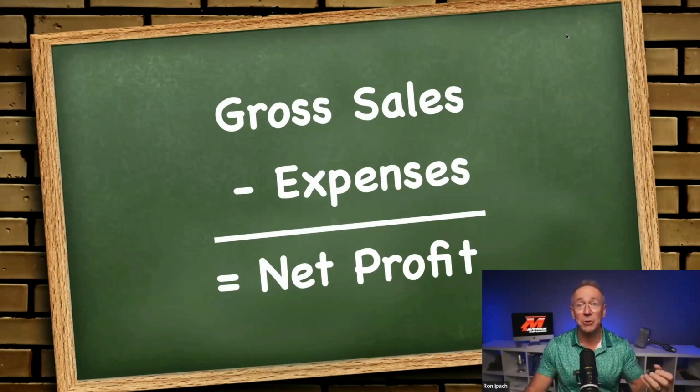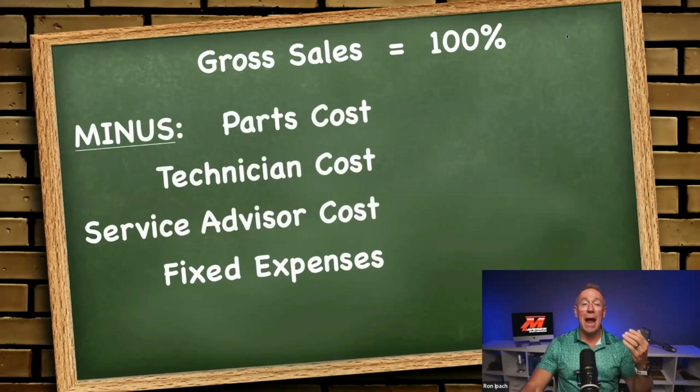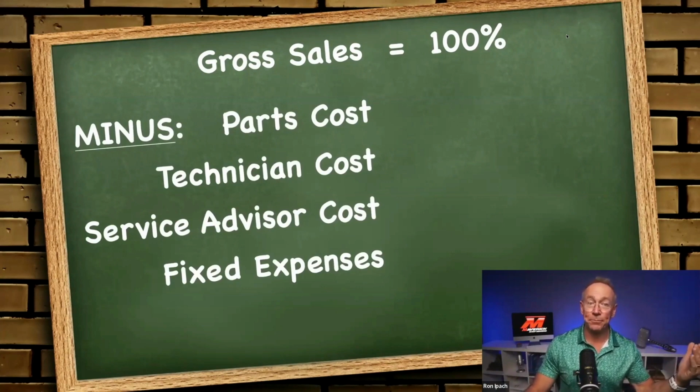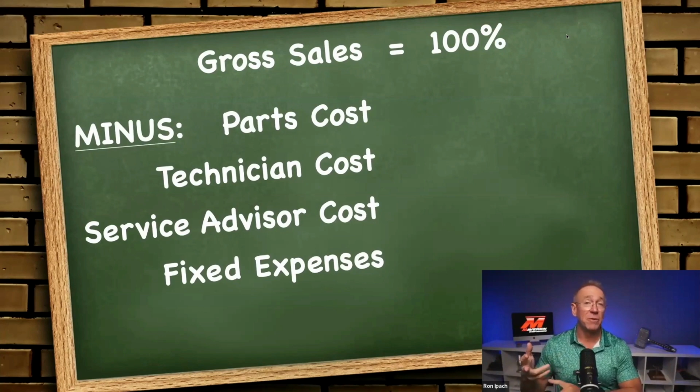So let me go through a little bit of an exercise so you understand more clearly, and we're going to narrow down what these expenses are and what allocations should be going to each of them, because as we go through this, you'll find that this is where a lot of holes in a lot of people's businesses are. Okay, so gross sales equals 100%. Out of that, you've got your expenses. You've got your parts cost. You have your technician cost. If you have a service advisor, you have a service advisor cost. And then everything else that's left over are your fixed expenses.